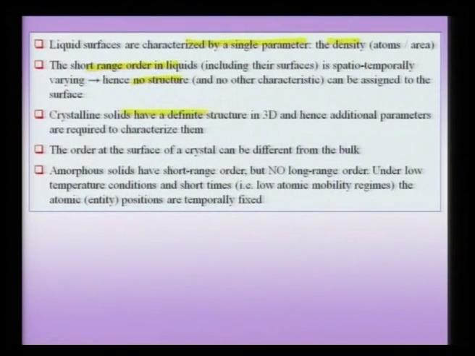The crystalline solids have a definite structure in 3D, and additional parameters are required to characterize the surface of these crystalline solids. More importantly, the order on the surface of the crystal can be different from the order in the bulk. So, that is why a surface can have an independent entity or existence or description as compared to the bulk of the crystal. So, this is very important to note.